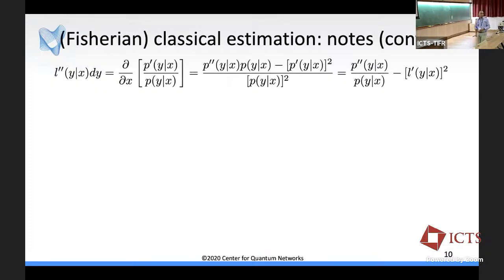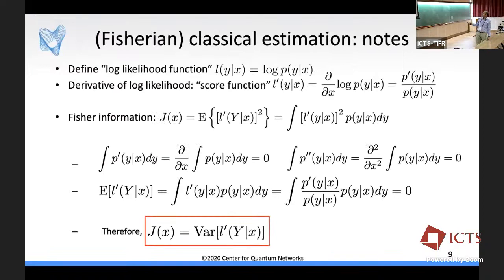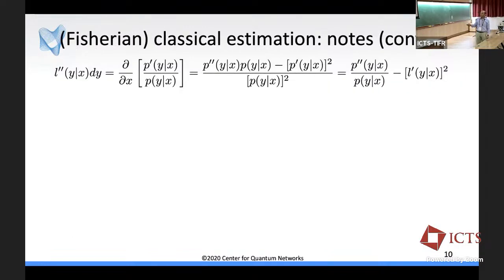Let's do a little bit more math here, very simple math. I'm going to take that L of Y given X, that L prime function that I defined earlier. Remember, L prime is P prime over P. Let's take one more derivative of that. So P prime over P, if I differentiate with respect to X, what will I get? You apply the u over v rule. So P double prime P minus P prime squared over P of Y given X squared. And you get a P double prime over P from the first term, minus this, which is just L prime squared.